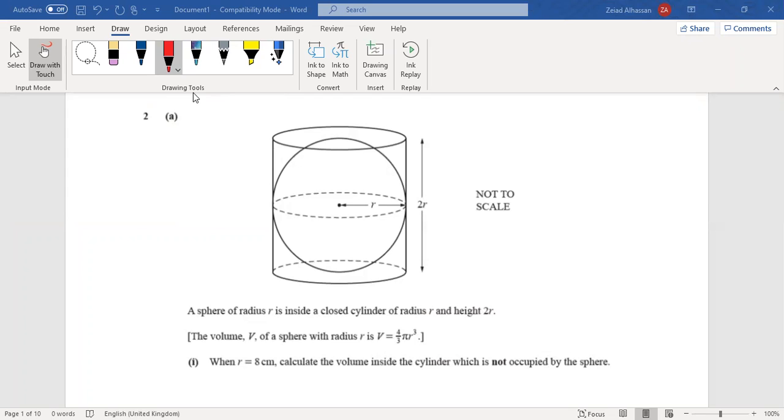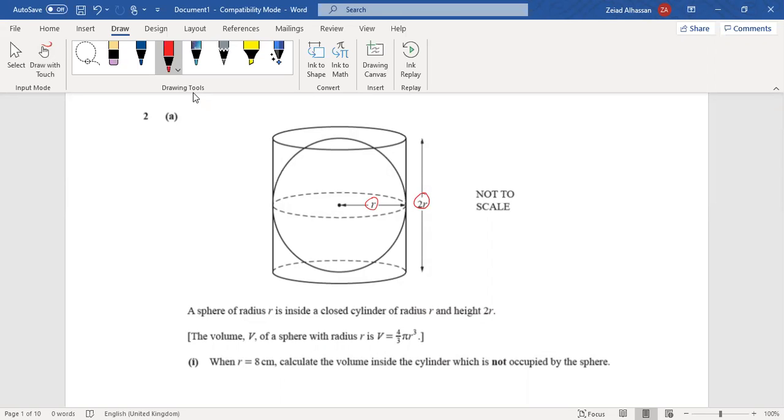The most important thing is you need to know how to think with the question. So the way that I'm doing this question, please, is a way of thinking. Now we have a sphere with radius r inside the closed cylinder of radius r and height 2r. The height is 2r and the radius is r. That's the radius of the cylinder.